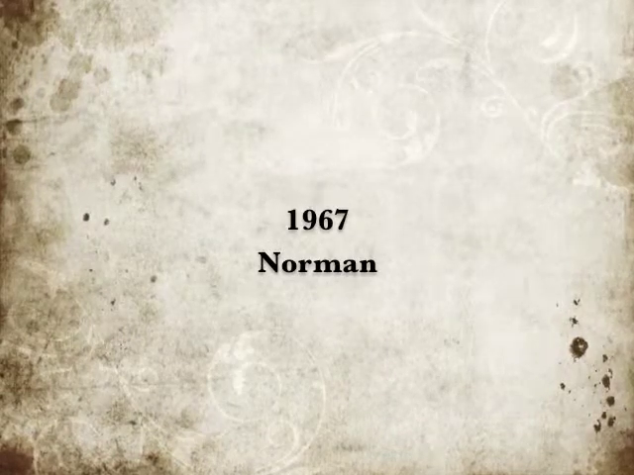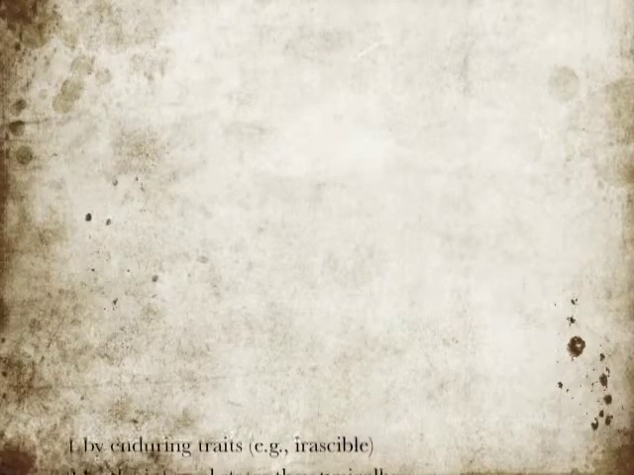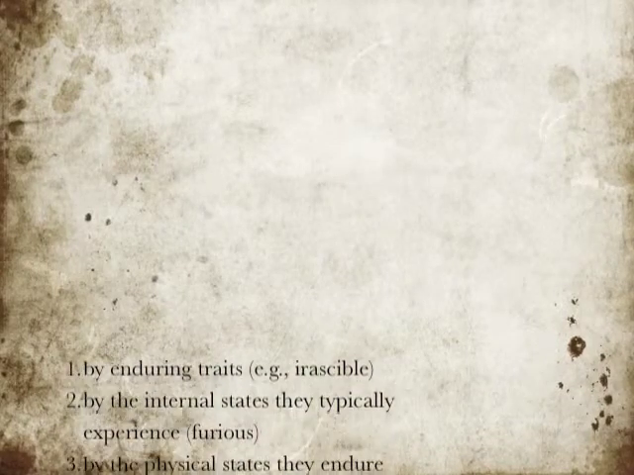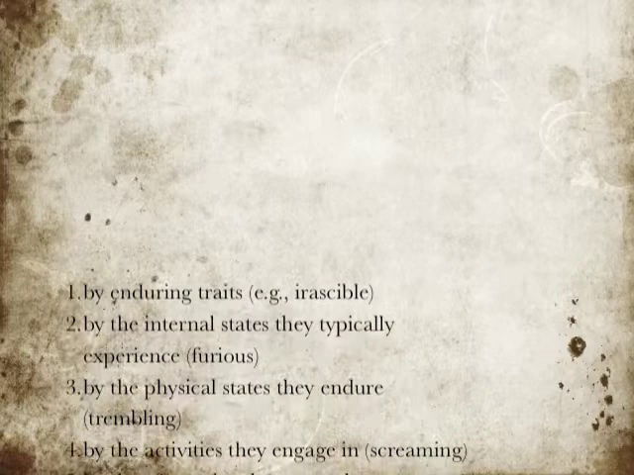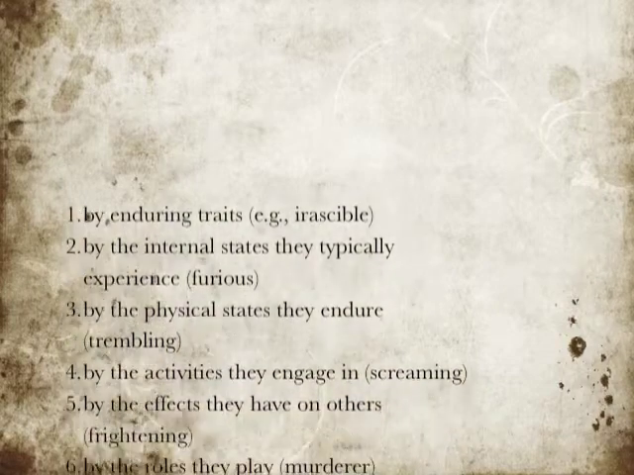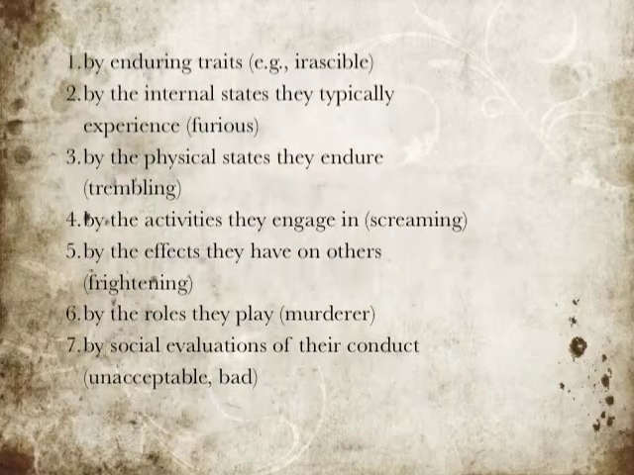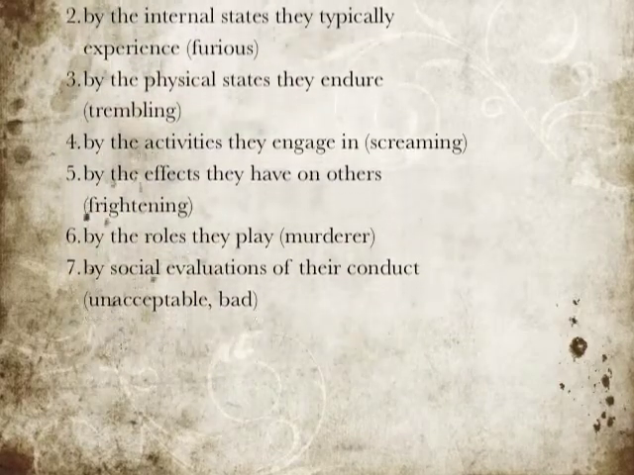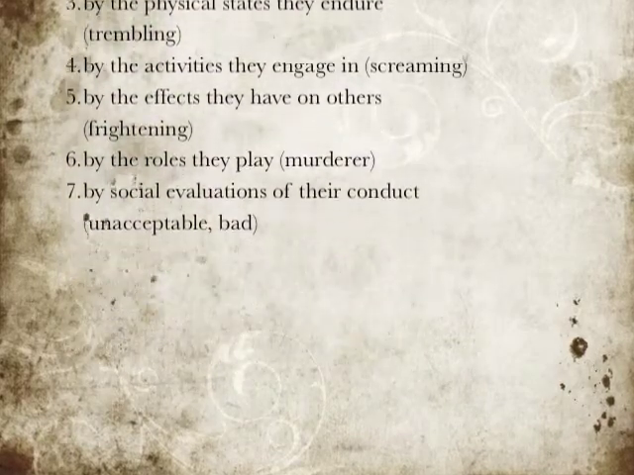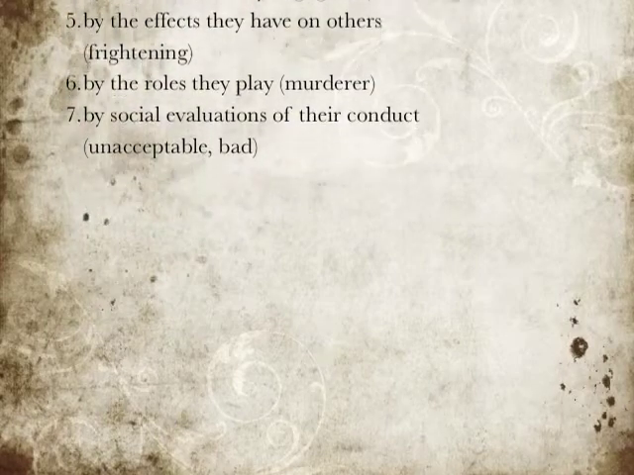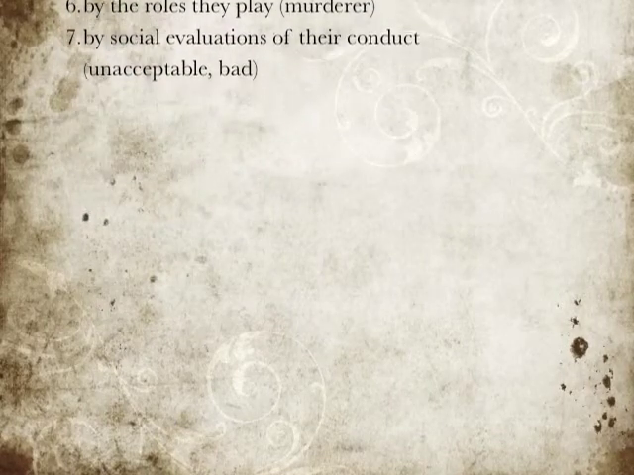In 1967, Norman elaborated Allport and Odbert's initial classification and divided the domains into 7 content categories. Now individuals can be described by their enduring traits, by the internal states they typically experience, by the physical states they endure, by the activities engaged in, by the effects they have on others, by the roles they play, and by the social evaluation of their conduct.